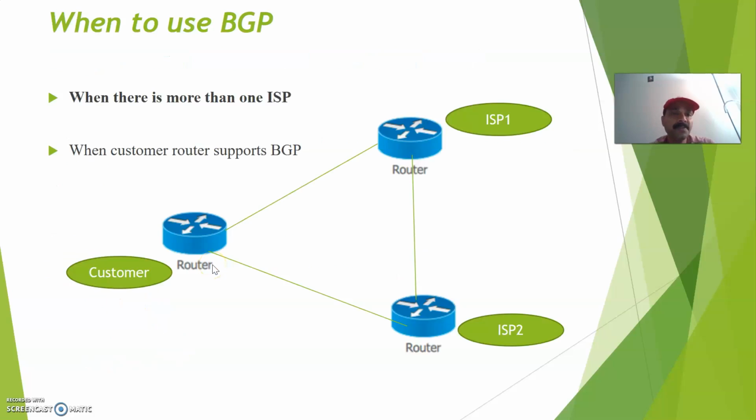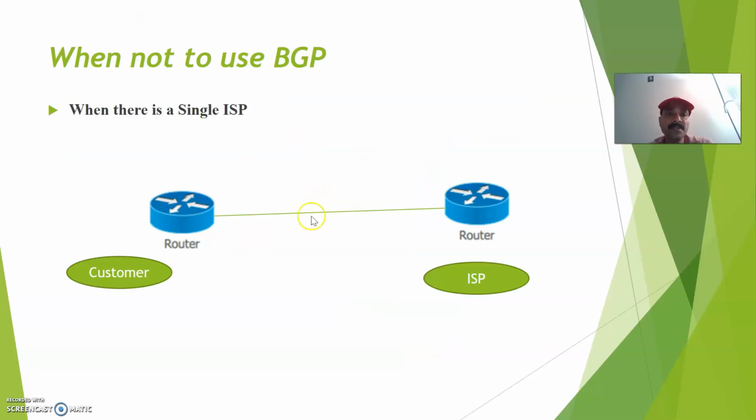So when to use BGP? When there is more than one ISP and when the customer router supports BGP, then we have to use the BGP routing protocol. When not to use it: when there is a single ISP and when the customer router does not support BGP, there is no need to use the BGP protocol.